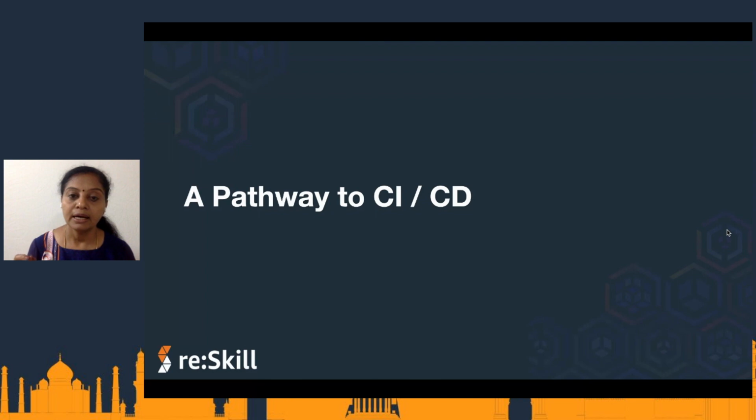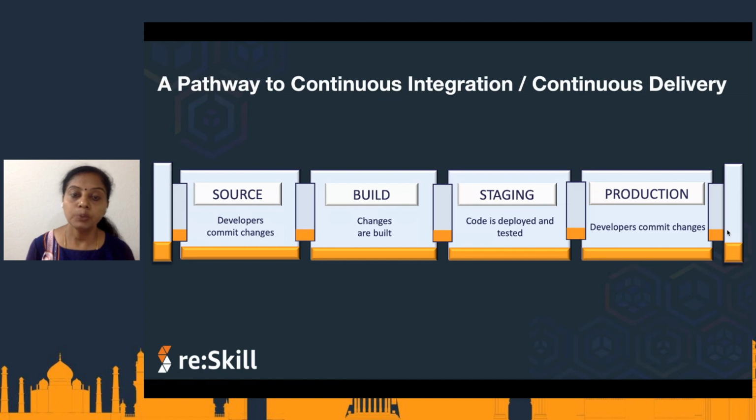First, a pathway to continuous integration and continuous delivery. So what you see here is 4 stages: source, build, staging, and production. Whatever may be the software development methodology that we follow, be it feature-driven or agile, the source code that is developed by your developers might be spread across several countries and cities. All of that code should be collaborated by keeping it in a central repository. That's where the source stage comes into picture.